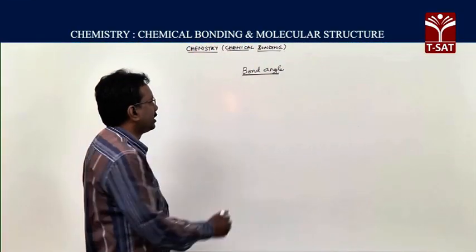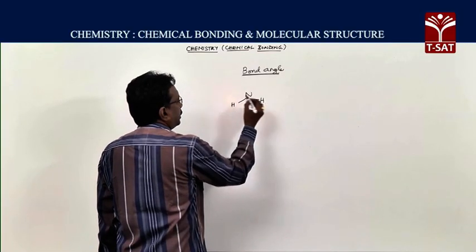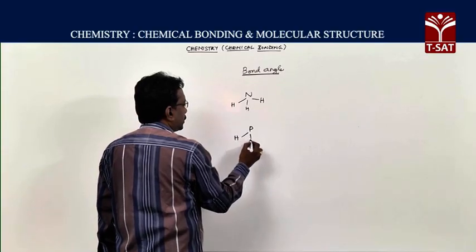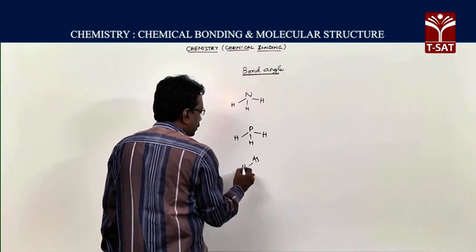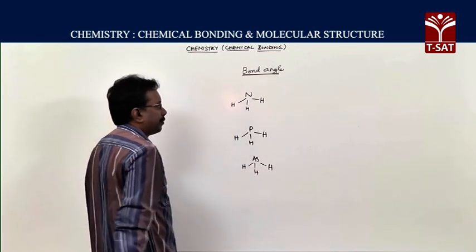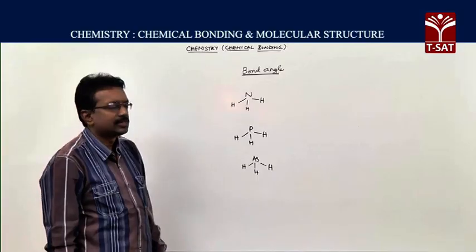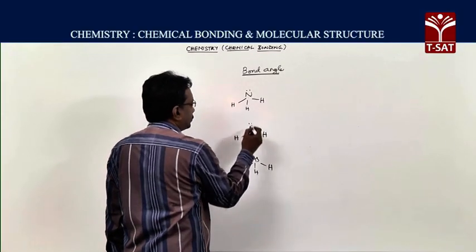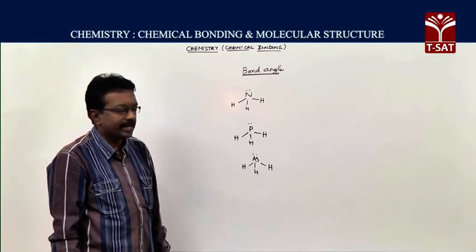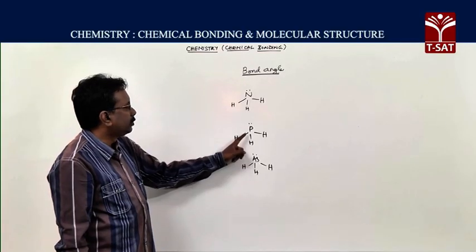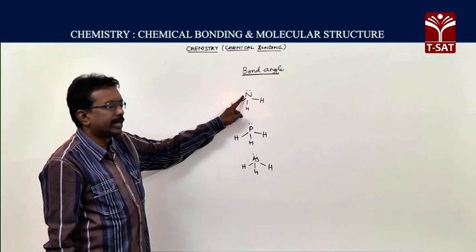Now, one more example I am giving here: NH3, PH3, AsH3. That means I am giving here hydrides of 5A group elements, nitrogen family hydrides. Near each central atom, we have a lone pair of electrons. Now, among these three, which one has the larger bond angle? If you move from arsenic to phosphorus or phosphorus to nitrogen, definitely in the case of nitrogen, we have a more electronegative central atom.